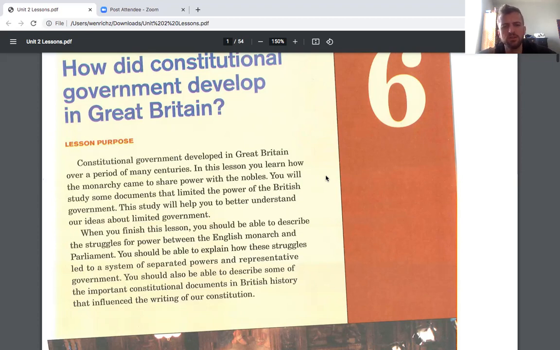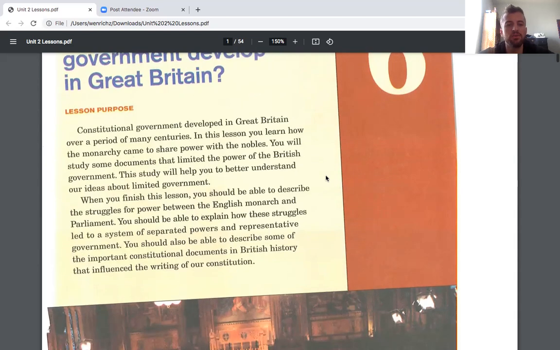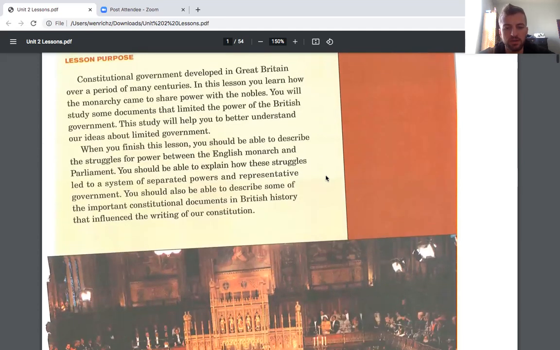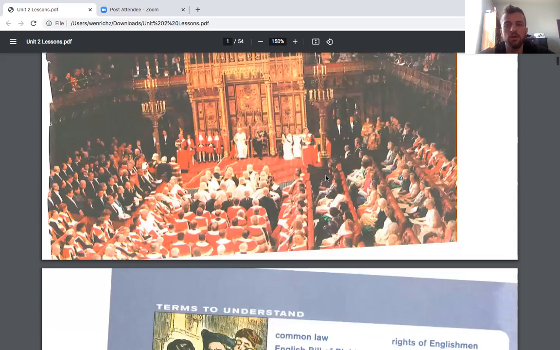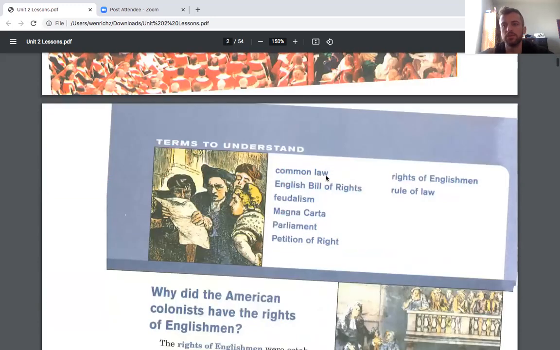When you finish this lesson, you should be able to describe the struggles for power between the English monarch and Parliament. You should be able to explain how these struggles led to a system of separated powers and representative government. So again, that's a callback to Unit 1. You should also be able to describe some of the important constitutional documents in British history that influenced the writing of our Constitution.